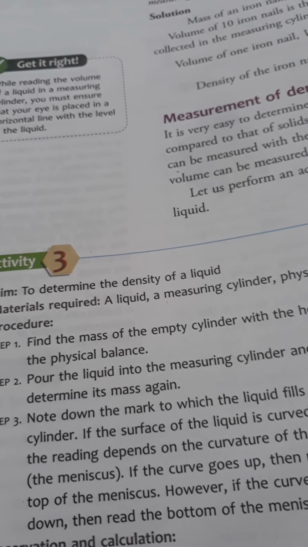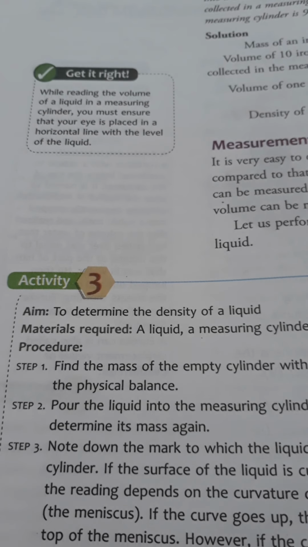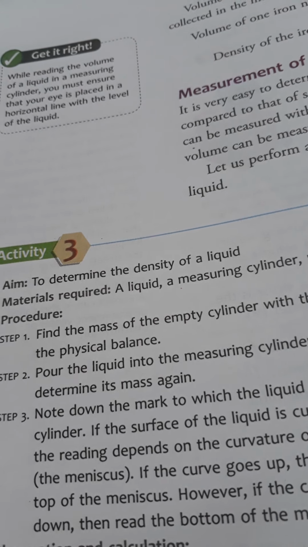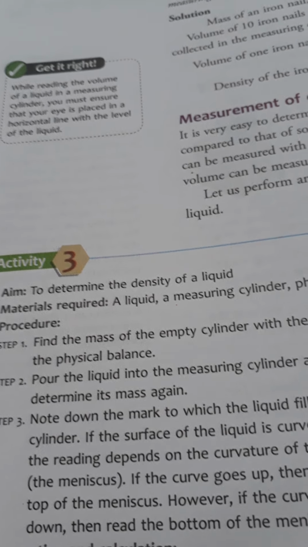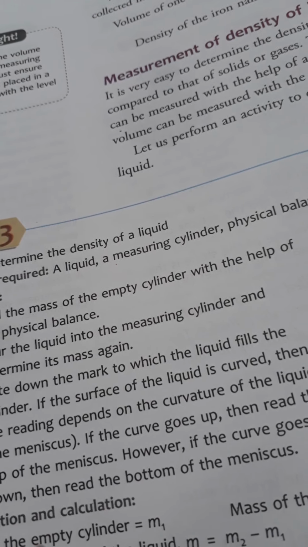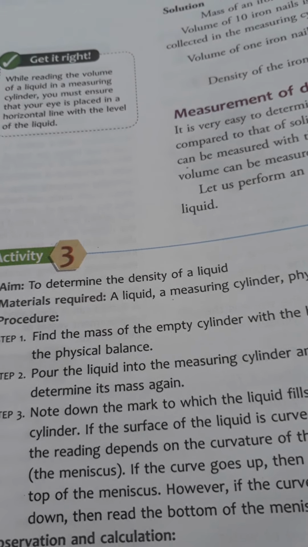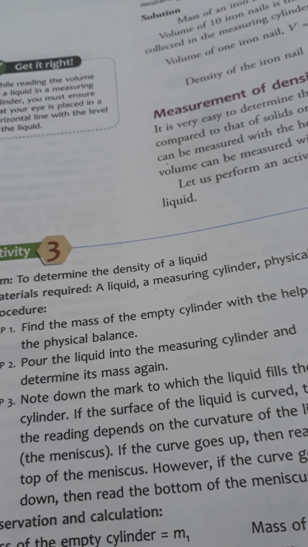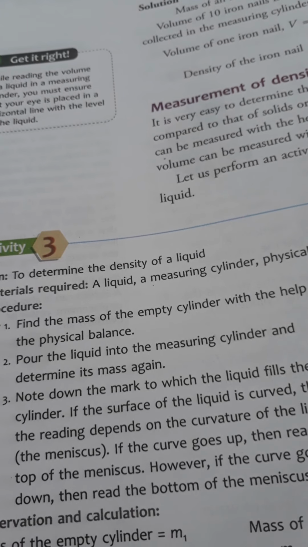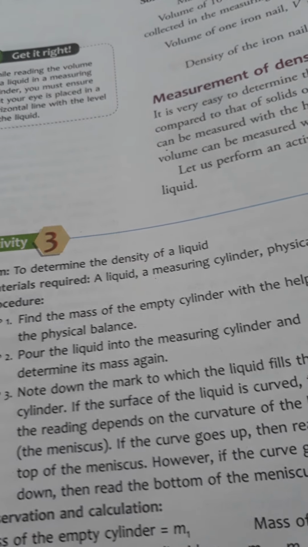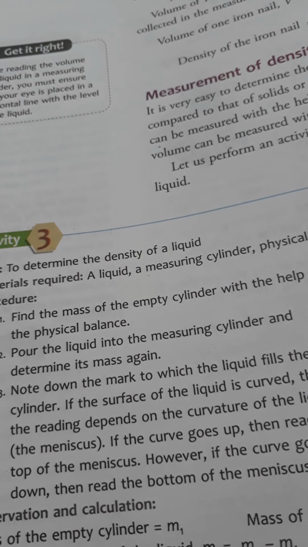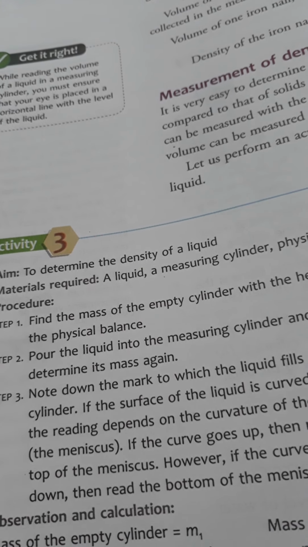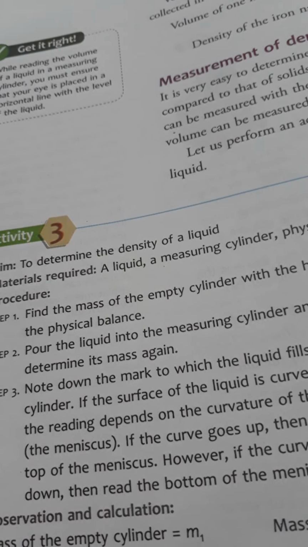For this you require a liquid, a measuring cylinder, and a physical balance. The physical balance is required to determine the mass of an object. Find the mass of the empty cylinder with the help of the physical balance. Pour the liquid into the measuring cylinder and determine its mass again. So at first you take the empty cylinder and find out its mass with the help of a physical balance, and then you pour the water into the measuring cylinder and again determine the mass using the physical balance.